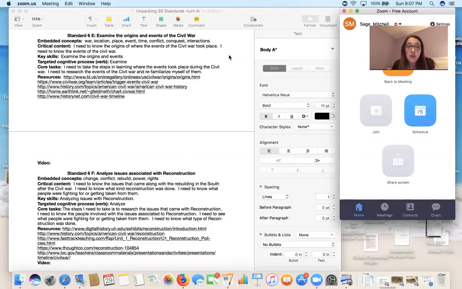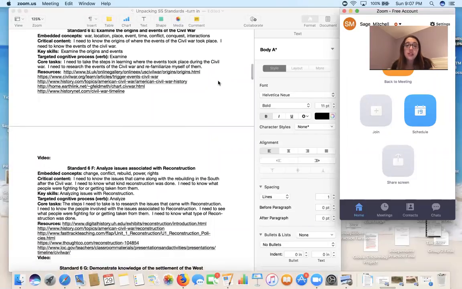Your core tasks will be, I need to take the steps in learning where the events took place during the Civil War. I need to research the events of the Civil War and refamiliarize myself with them. So let's look at this.